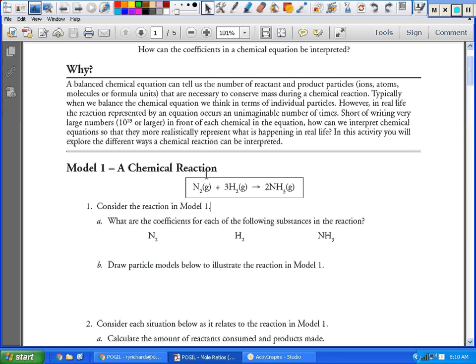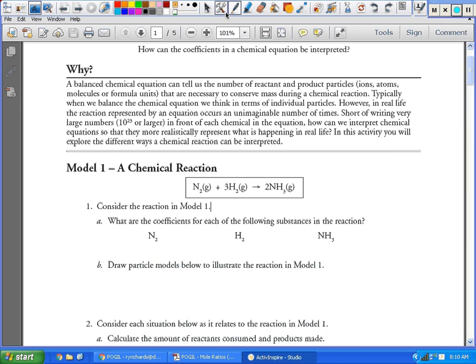All right. So how can the coefficients in a chemical equation be interpreted? A balanced chemical equation can tell us the number of reactant and product particles, ions, atoms, molecules, or formula units, that are necessary to conserve mass. Now, I want you to circle this word right here for me: conserve mass. What does that mean? Save as much as possible.